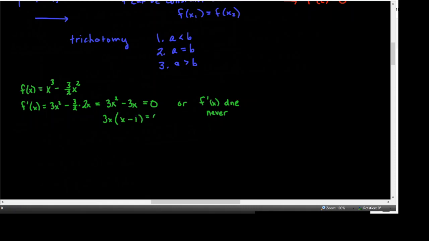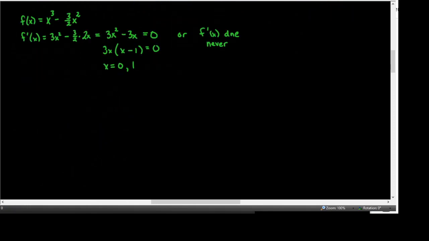And so that means 3x equals 0, or x minus 1 equals 0. So if 3x is 0, that means x is 0. But if x minus 1 is equal to 0, then x is equal to 1. Okay, now we're going to do something called a number line analysis.